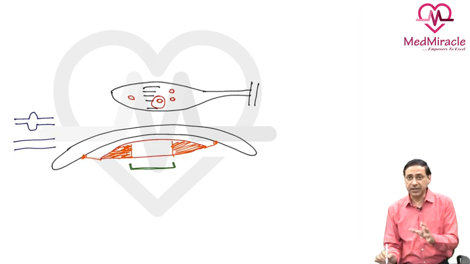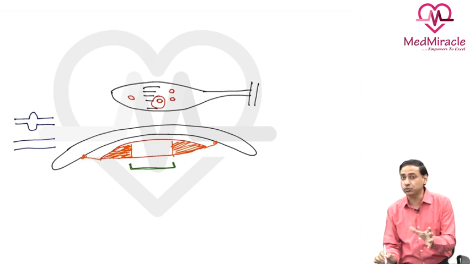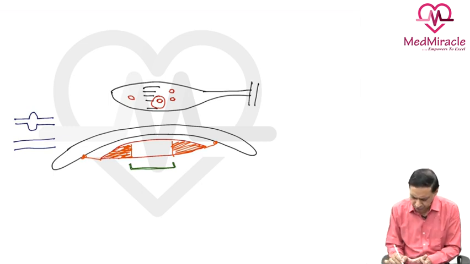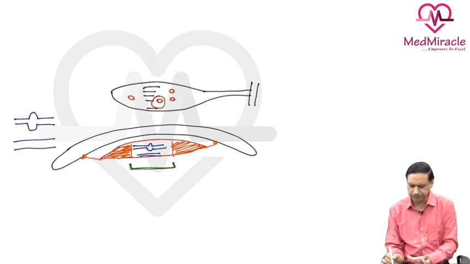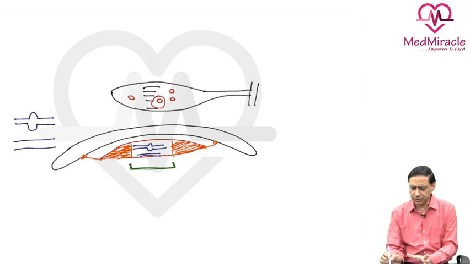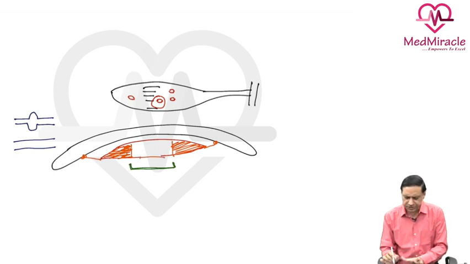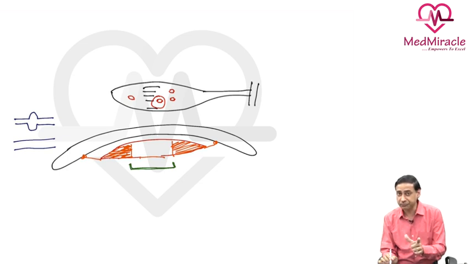Per spindle, there may be 1 to 3 nuclear bag fibers. There may be 7 to 9 nuclear chain fibers. They are present in this portion of the muscle spindle here. This is the nuclear bag fiber. This is the nuclear chain fiber. Both these nuclear bag and nuclear chain fibers are sensors. They are both receptors.